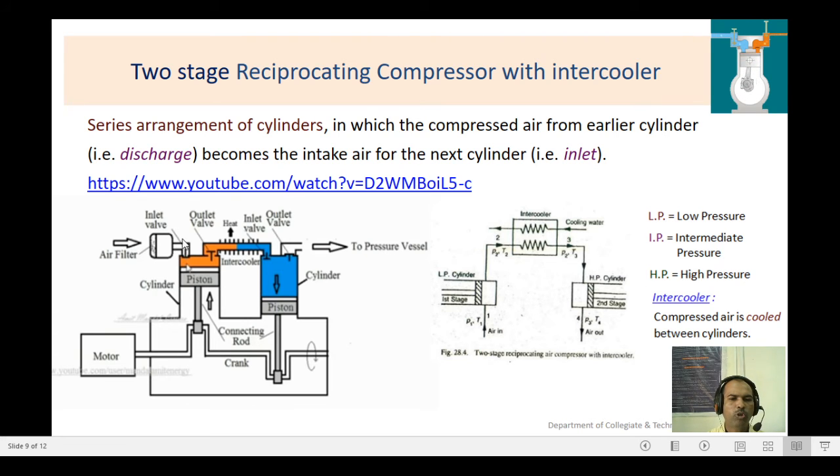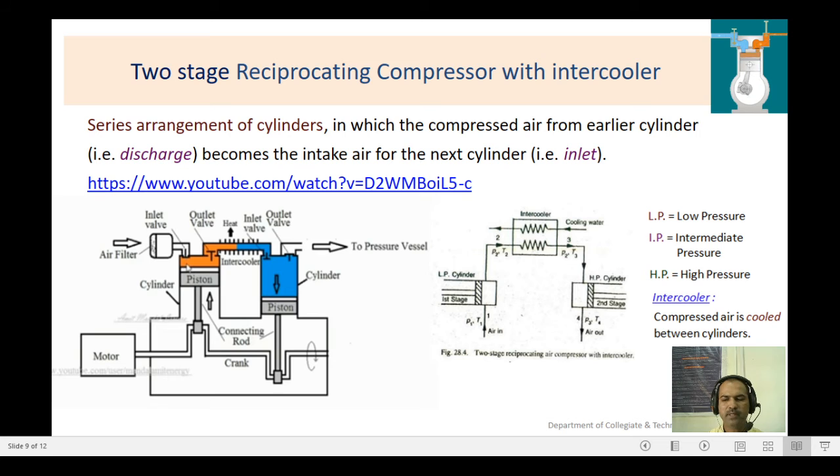And we need quality air. To maintain the quality of the air drawn into the cylinder, we provide the air filter. So what is the air filter? The main function of the air filter is to remove the solid particulates.